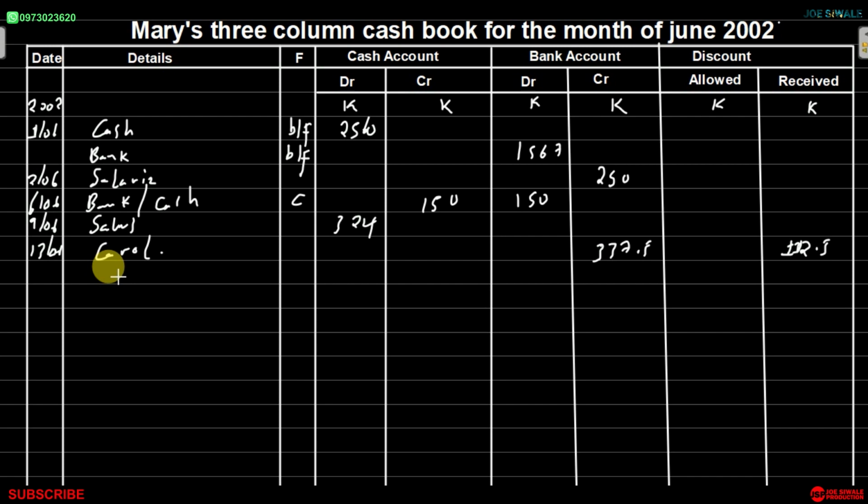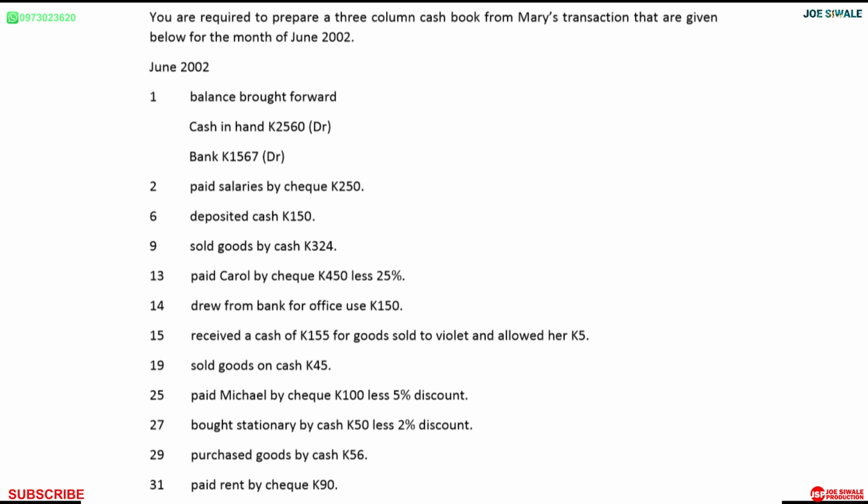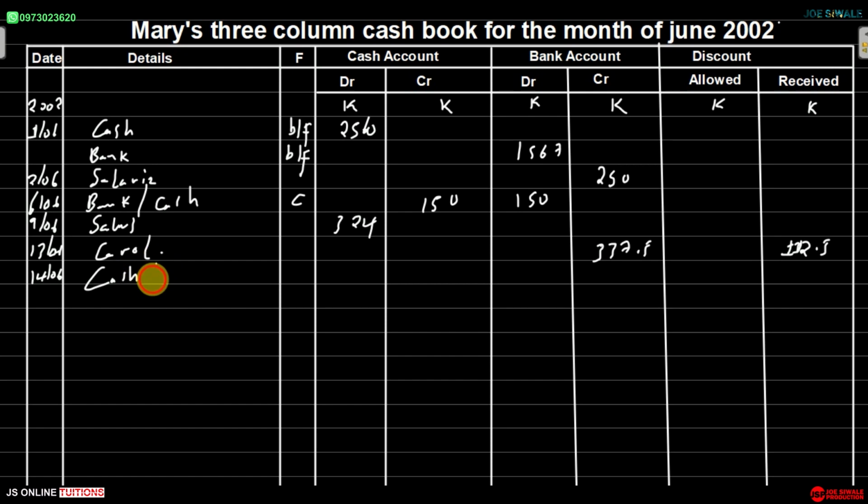Then on the 14th of June, drew from bank for office use 150 kwacha. This type of transaction is a contra entry transaction, and for this type of transaction, the money in the bank account is going to reduce and the money in the cash account is going to increase. So we're going to say cash stroke bank. We're going to debit the cash account by 150, and we're going to credit the bank account by 150.